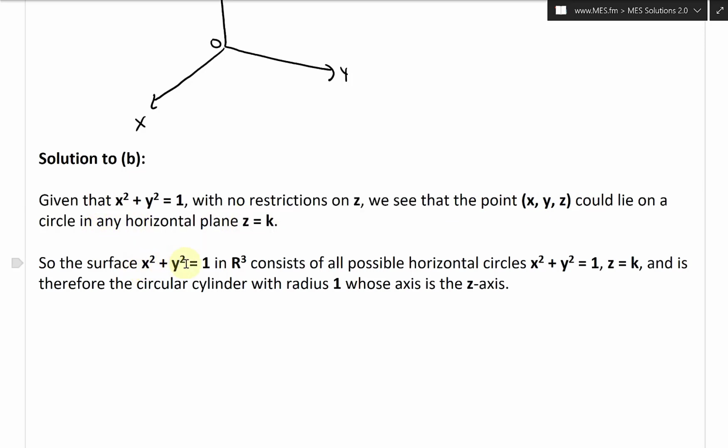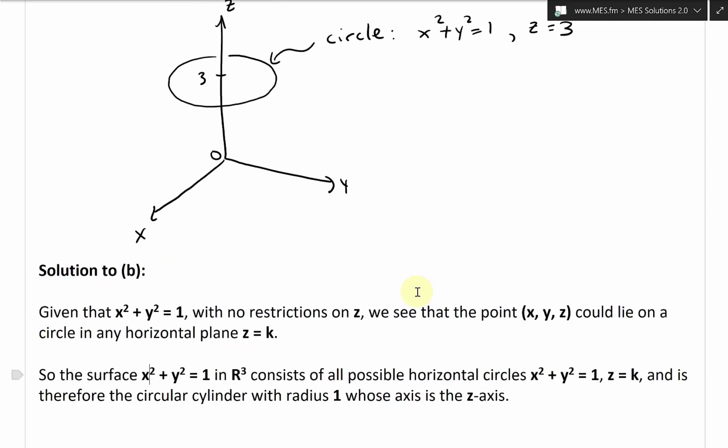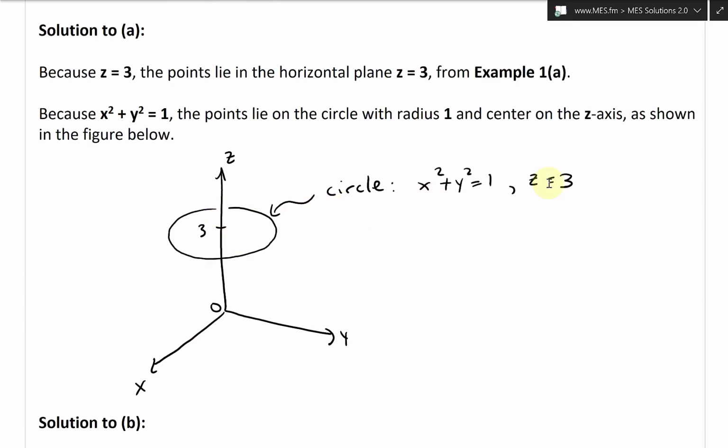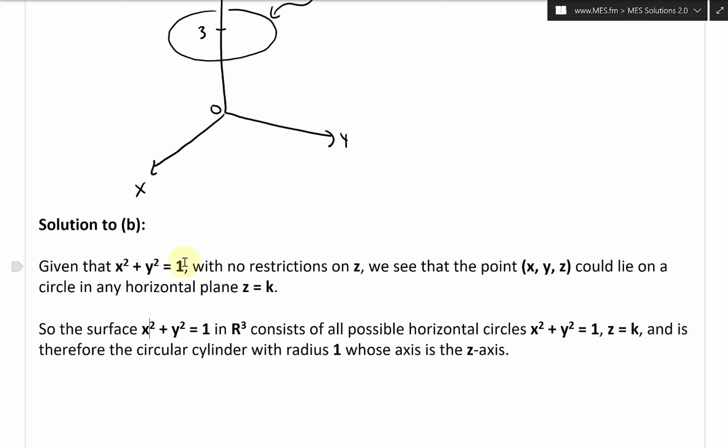So the surface x squared plus y squared equals 1 in R3 consists of all possible horizontal circles, x squared plus y squared equals 1 and z equals k, and is therefore the circular cylinder with radius 1, whose axis is the z-axis. So basically, we're not limited to z equals 3. It could be anywhere across.